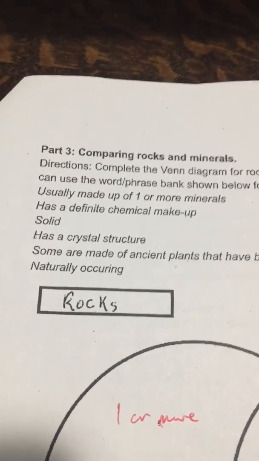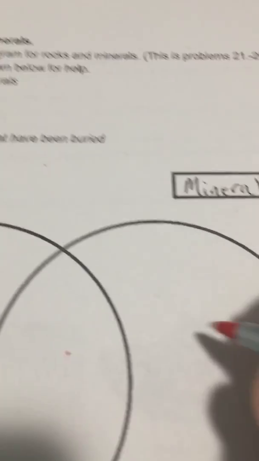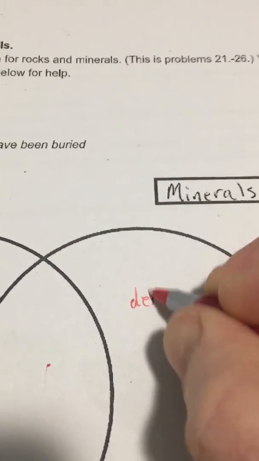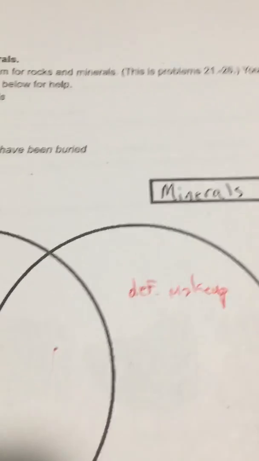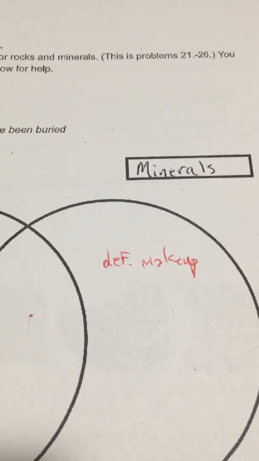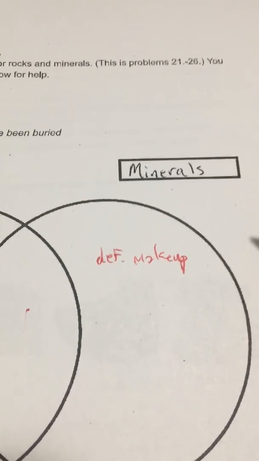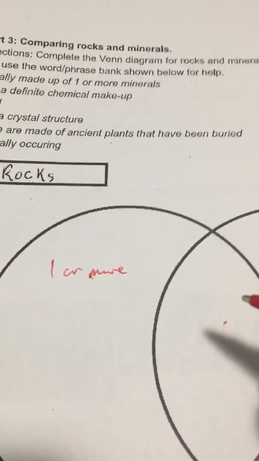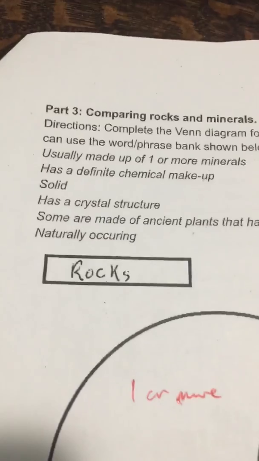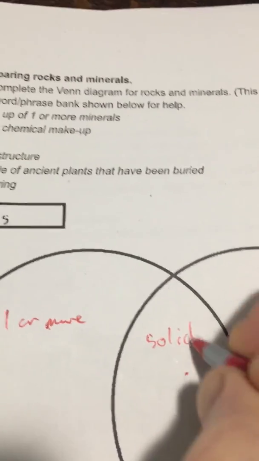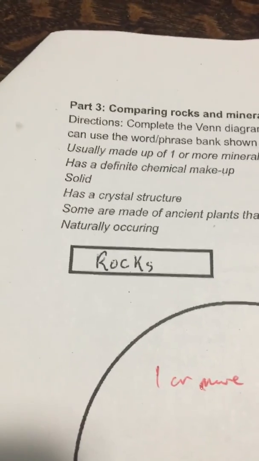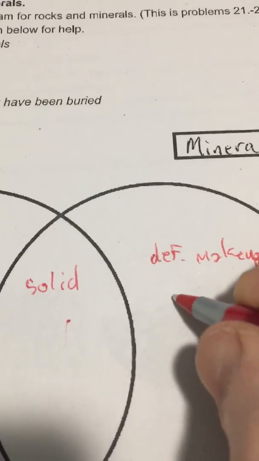Has a definite chemical makeup, that would be a characteristic of minerals. Definite chemical makeup. They're all the same. They have all the same mineral or all the same substance that makes up a mineral. Rocks, remember, have more than one mineral that are all mixed together. Solid, well, that's a characteristic of both of them. They're both going to be solids. Has a crystal structure, that would be minerals.